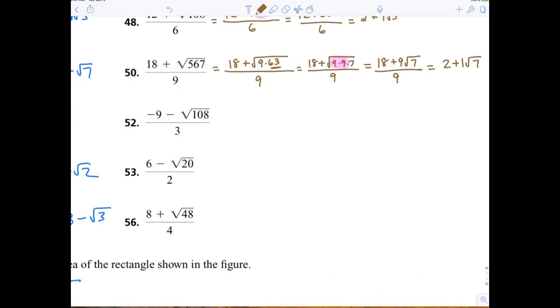Look at 108 again. What's 108 again? 36 times 3. So negative 9 minus 6 radical 3 all over 3. Now we can just divide it out, right? Negative 3 minus 2 radical 3. Everybody okay with that? Any questions?